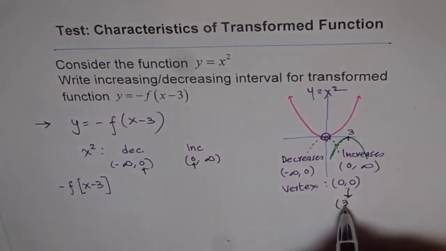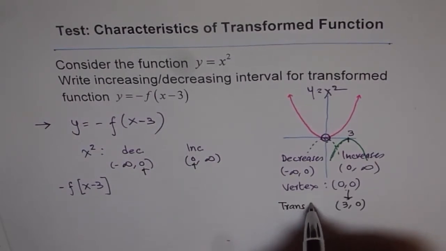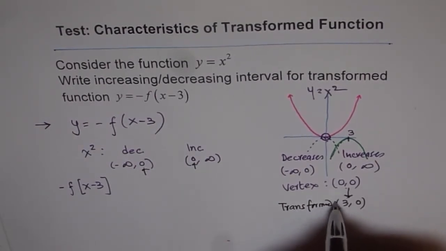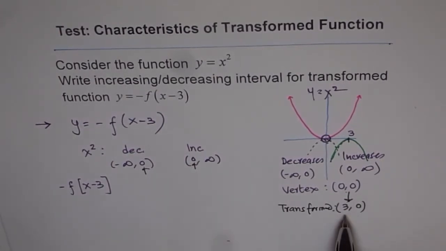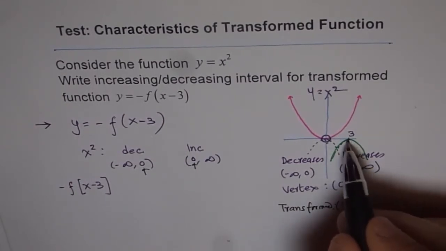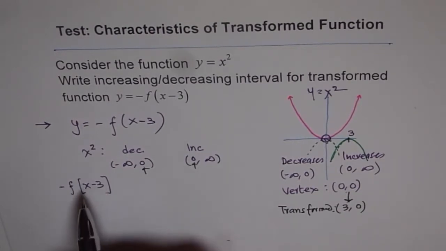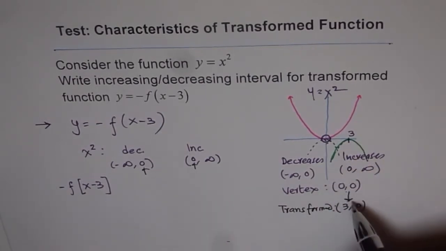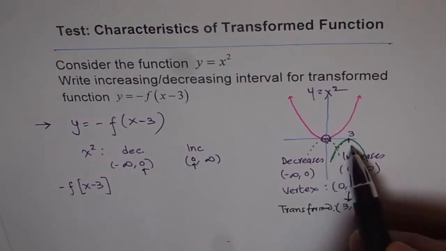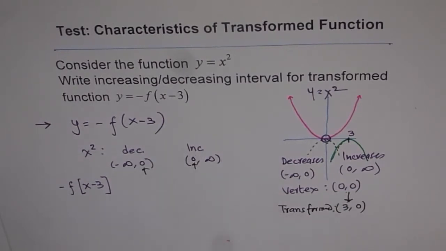So the vertex changes to (3, 0). So that is the transformed vertex, right? That is where it is transformed, correct? So this point changes and this point becomes 3 instead of 0. Do you see that? That changes to 3, right? So that is the change by 3. Second is, when we multiply by a negative, then the direction changes. Do you understand why we are multiplying by negative? So direction changes. So decreasing becomes increasing and increasing becomes decreasing.